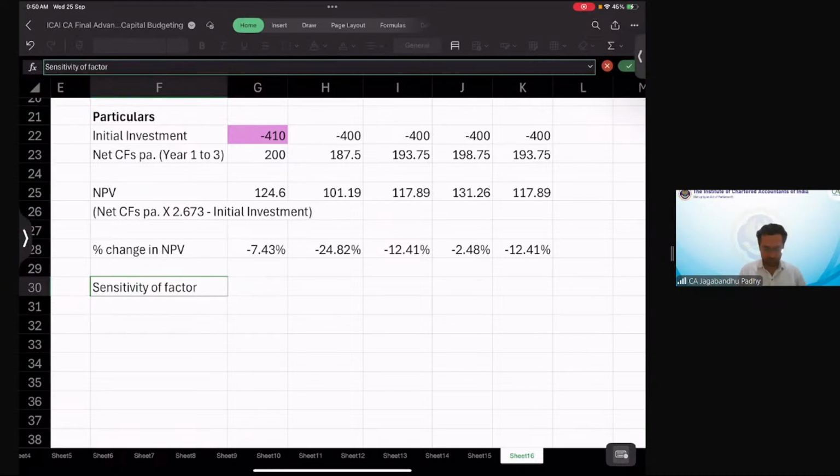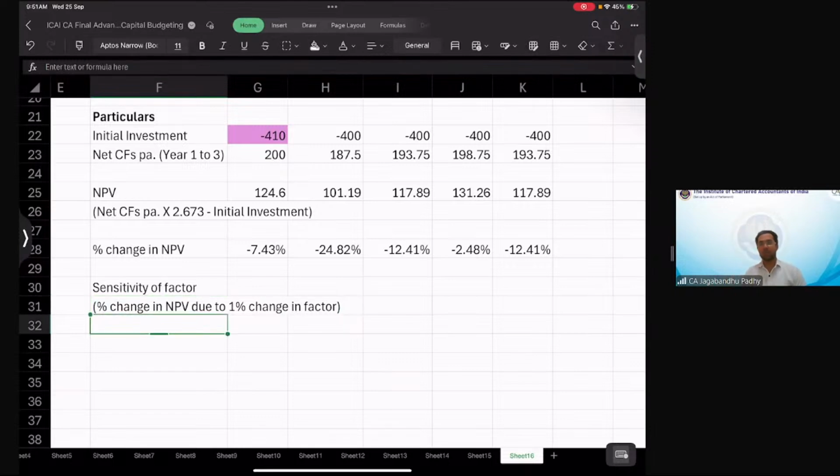Sensitivity of a factor: we want to calculate percentage change in NPV due to 1% change in the factor. If you want to measure that, if there is a 1% change happening in one of our input variables, which is the sale price, the number of units to be sold, or the variable cost, then what is the impact going to be on the NPV?